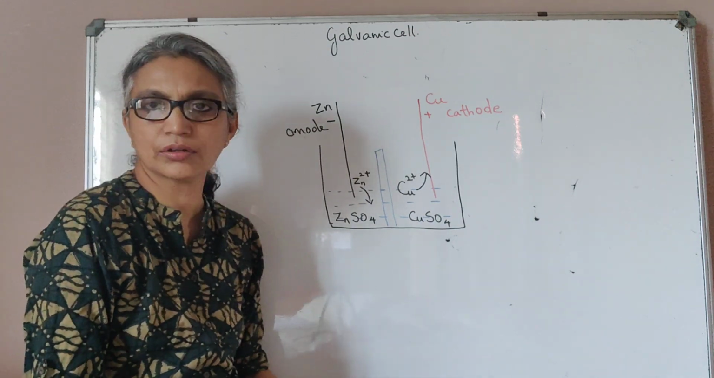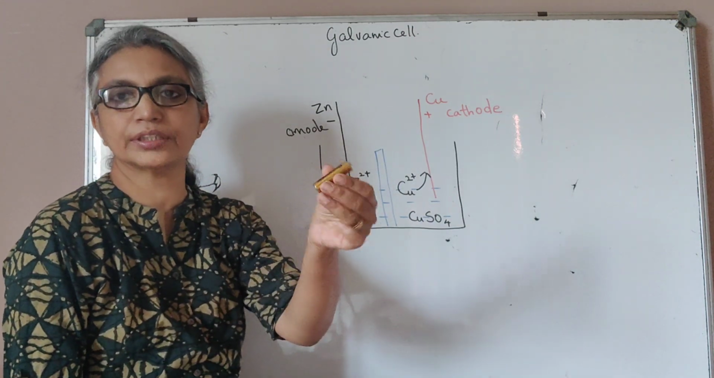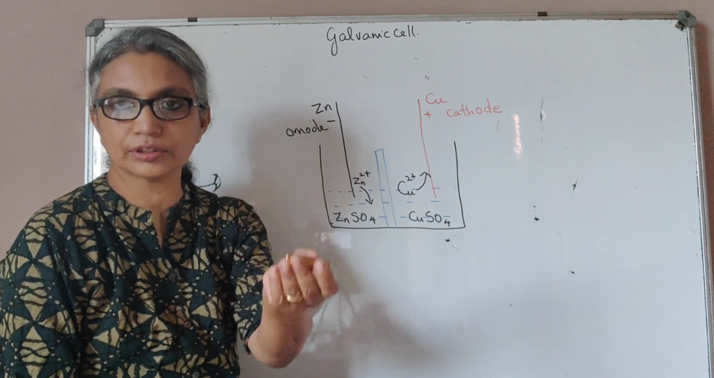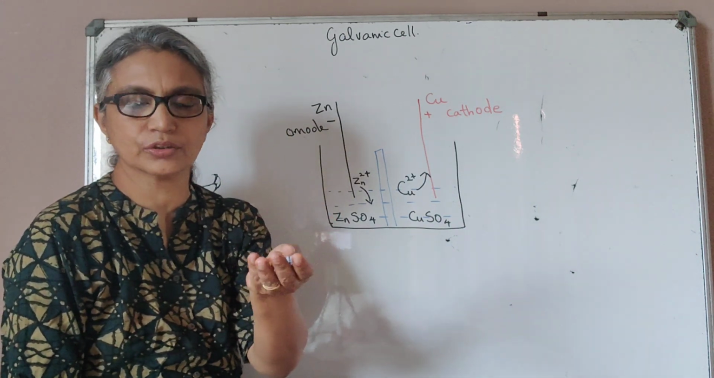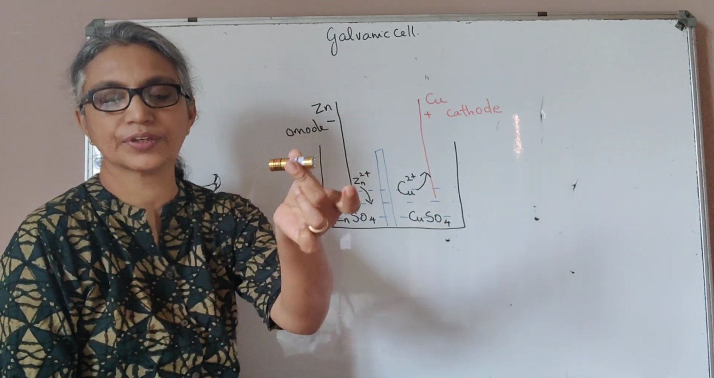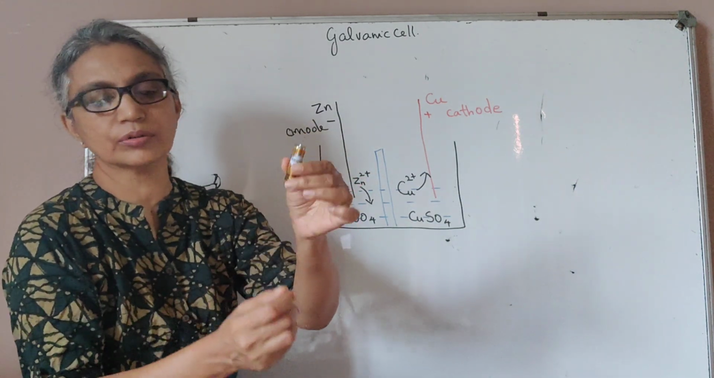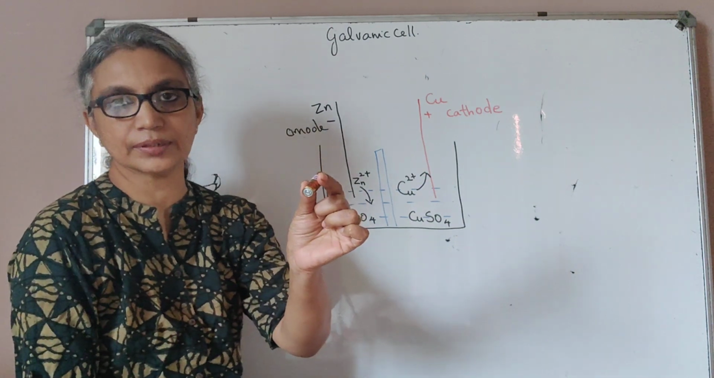A cell is your normal battery that you would find in your home, which you would use to light your torch or any other device, your remote. So this is what we have as a cell. It's got a positive terminal, as you know. It's also got a negative terminal.